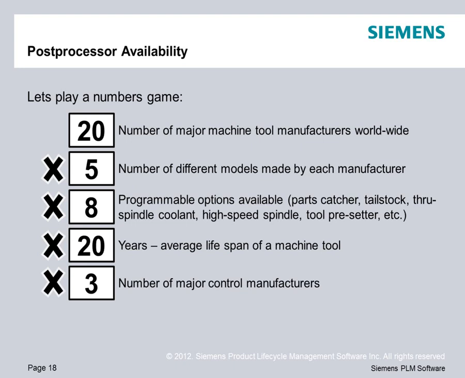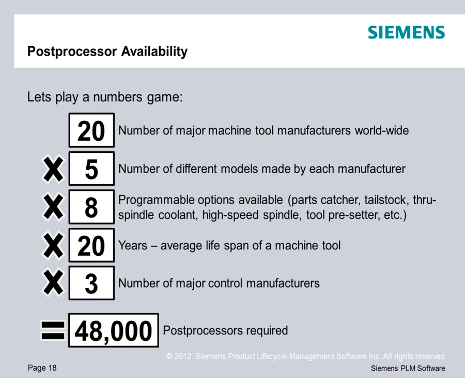Finally, we know that there are different machine control manufacturers out there. Siemens is one, and there are others as well. So let's say that there's 3 major control manufacturers. Now, if you're quick at math, you already know the answer here. That's 48,000 post-processors required. That DVD with 1,000 posts on it doesn't sound so good right now.